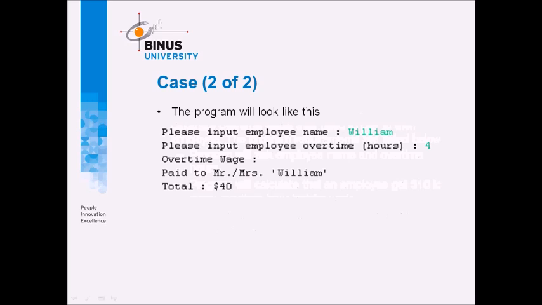And then this is the screenshot of the program will probably look like this. So this is the first line. The green one is what we input. So yeah, we need to input the employee name here, and then we input the overtime hours here, and then the program will calculate and tell us the overtime wage paid to the employee name for the total on how much dollars.